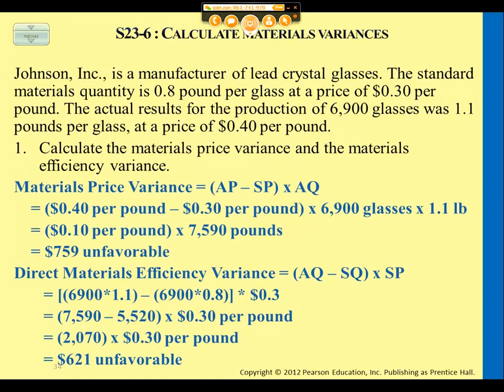Why is it unfavorable? My actual results for production were 1.1 pounds per glass, and my standard was 0.8. My standard was less than my actual. It's unfavorable because I'm spending more than I planned.